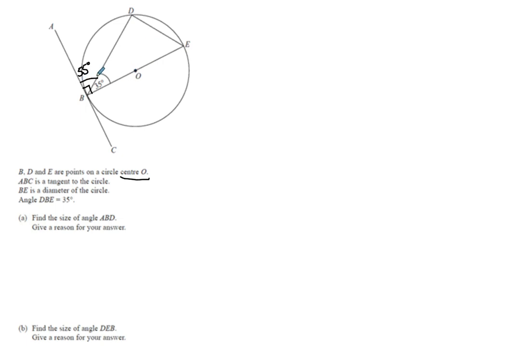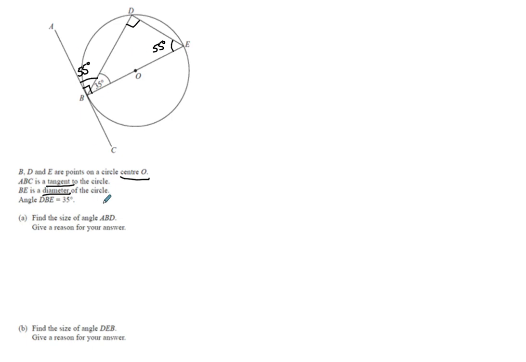Okay, and I can see that I've got the alternate segment, so the angle between the tangent and the chord is equal to the angle in the alternate segment, so that's 55. So that's 90, so that's 90. Can you see I've already marked on the diagram even before I've read the question, and that's what you need to get to. So ABC is a tangent to the circle, which we've done. BE is a diameter, and we just know it because that was 90 degrees. Angle DBE is 35. Find the size of angle ABD.